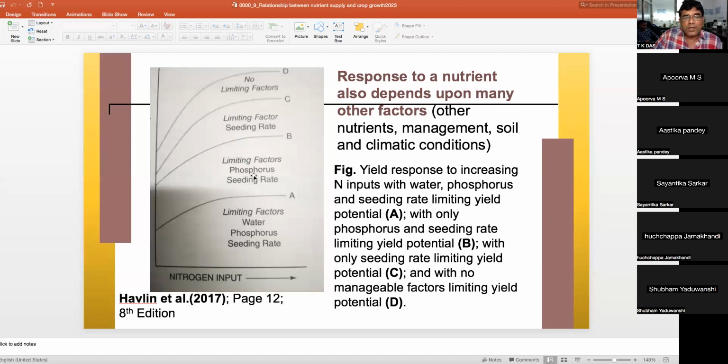you have overcome the phosphorus issue also. You have supplied the phosphorus. Then seeding rate can become a limiting factor. So if you remove or overcome the phosphorus deficiency, then your yield can become C. From B, it can go to C. You can remove this shortage of seeding rate also, then you can get 100% yield. So here you can get D, which is 100% of the maximum.